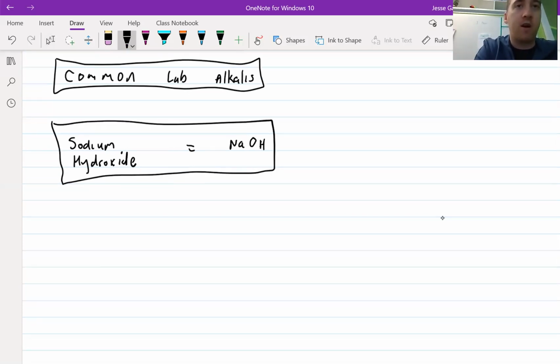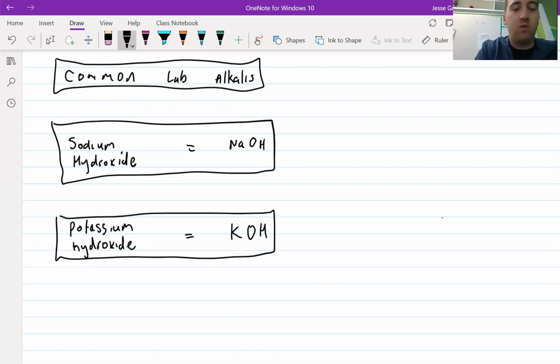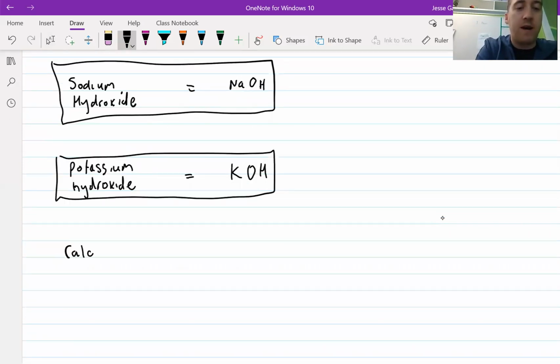Another one that we come across is the substance potassium hydroxide. And that's equal to K for potassium and OH, potassium hydroxide. Another one is calcium hydroxide. And you might be spotting a pattern at this stage.